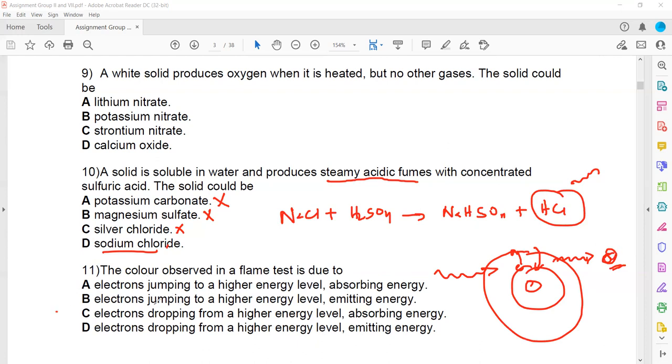So the electron jumping to a higher level and absorbing energy is happening, but that is not the release. That is not due to release of energy, that is absorption. Electron jumps and emits energy, that is wrong, it absorbs energy. The first statement is true but does not explain why we see the color. Electron drops from higher level and absorbs energy, that is wrong. The electron drops from a higher level and emits energy, and that energy corresponds to a characteristic color.